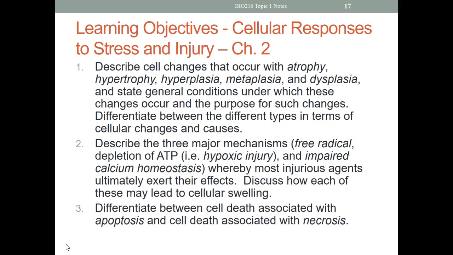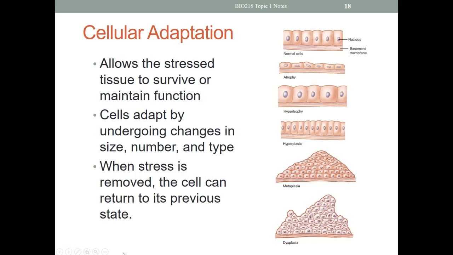Okay, next we're going to talk about cellular responses to stress and injury. Cellular adaptation. This is when cells adapt to a stressful environment in order to survive or maintain function. Cells do so by undergoing changes in their size, their number, or their type. When the stress is removed, the cell can return to its previous state.